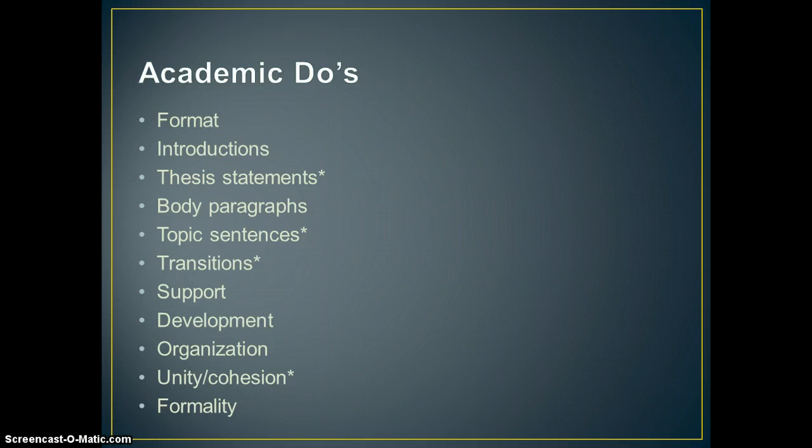Support are the details and evidence that you give within your body paragraphs to support your topic sentences and the points you're trying to make. Development is how you use explanations and support to, again, develop your body paragraphs. Body paragraphs should not be short, they should be adequately explained and supported, and that's development. Organization is either how you organize all of your support and developmental elements within your body paragraphs, or it's how you arrange your body paragraphs within the paper. So organization has two levels, within the paragraph or within your paper as a whole.